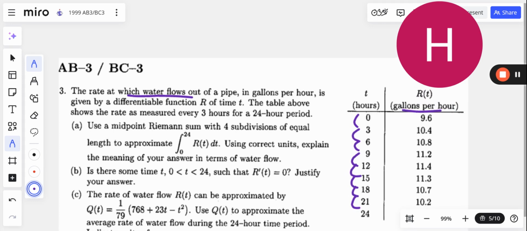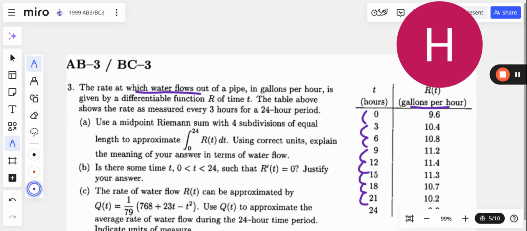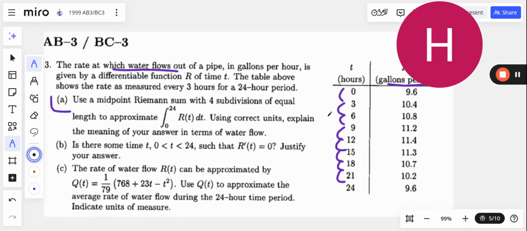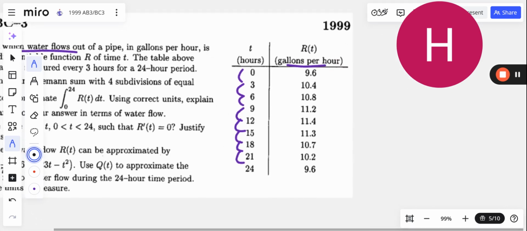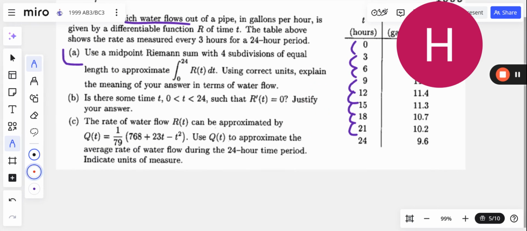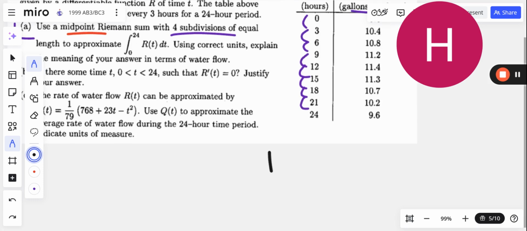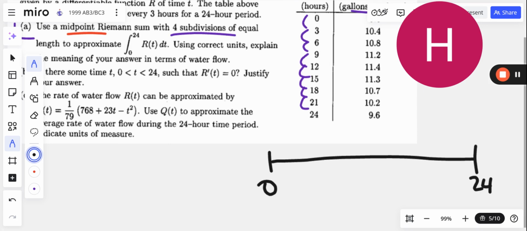First, they want us to use a midpoint Riemann sum with 4 subdivisions of equal length to approximate the integral, and then we have to describe what it represents. So if we're going from 0 to 24, and we want 4 subintervals, we're going to divide this in 4, obviously.